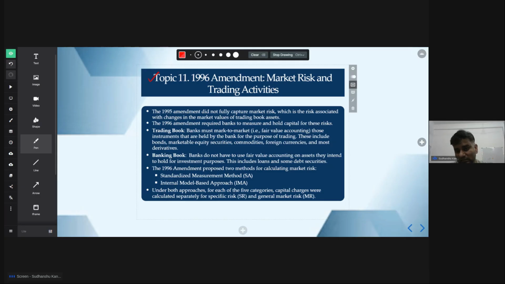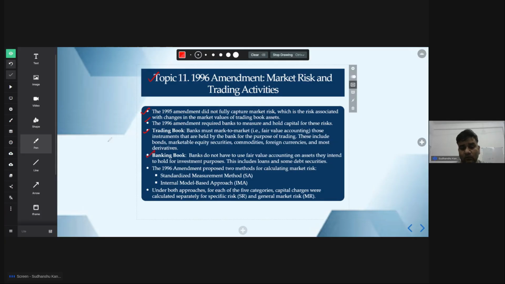See, what was missing until 1996 was that Basel I focused almost entirely on the credit risk, right? Did not capture the market risk from trading books. Now, 1996 amendment introduced mandatory market risk capital applied to your trading book assets. And when you look at the trading book and banking book, right? Trading book are generally what? Trading book are things which are held for short-term trading. Mark-to-market accounting includes your bonds, equities, commodities, FX, most of the derivatives, right?